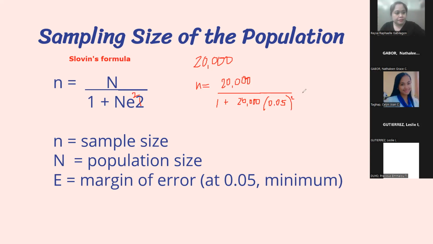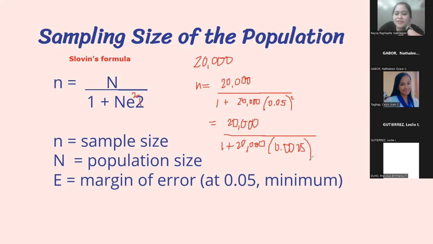Let's do the math. So this is 20,000 here, and then 1 plus 20,000. Let's square this one, 0.05 squared. This is 0.0025. Kindly check, I have trust issues with mental math. Yeah, that's correct.